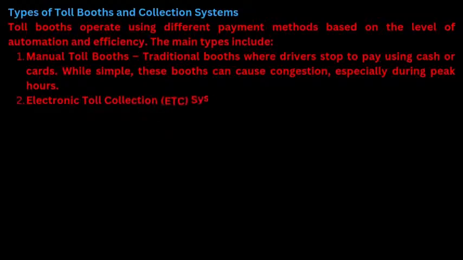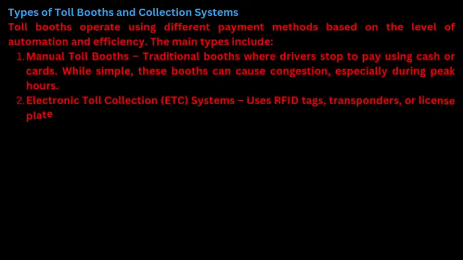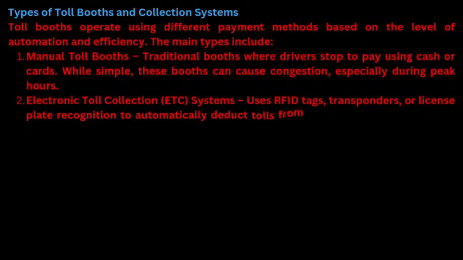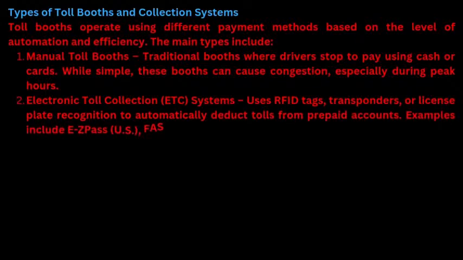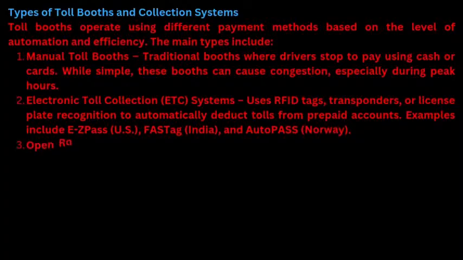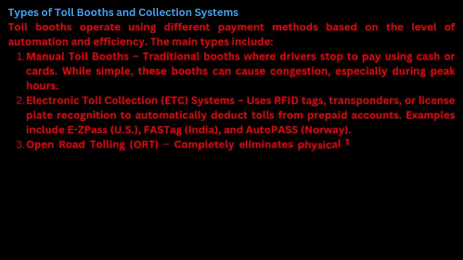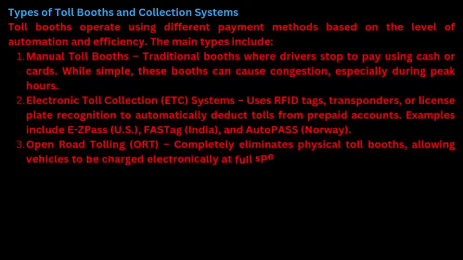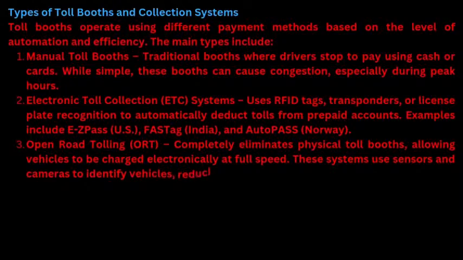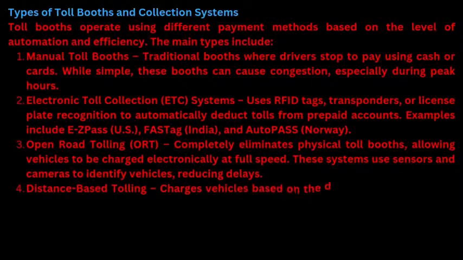2. Electronic toll collection (ETC) systems use RFID tags, transponders, or license plate recognition to automatically deduct tolls from prepaid accounts. Examples include EZ-Pass US, FASTag India, and AutoPASS Norway. 3. Open road tolling (ORT) completely eliminates physical toll booths, allowing vehicles to be charged electronically at full speed. These systems use sensors and cameras to identify vehicles, reducing delays.